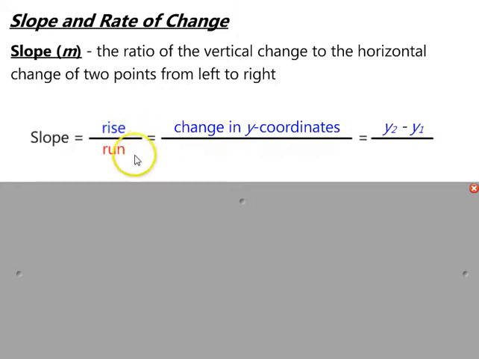The run, you run left to right, horizontally on the ground. So that's the change in the x-coordinates. And again, it'll be the x-coordinate of your second point minus the x-coordinate of your first point.